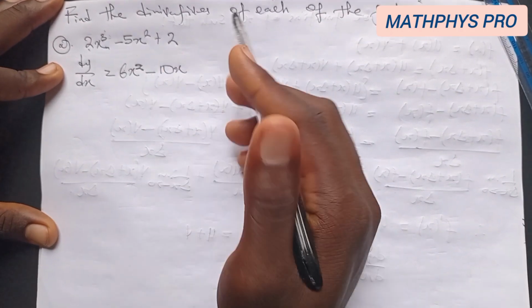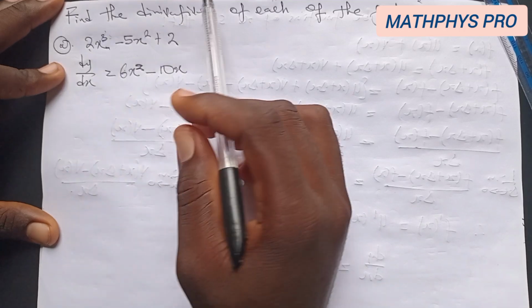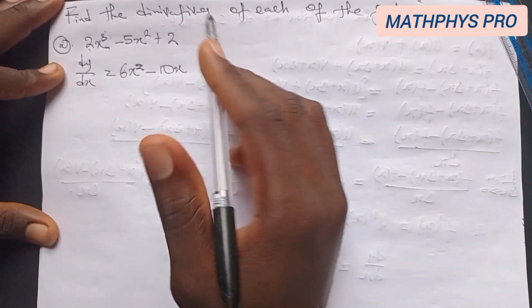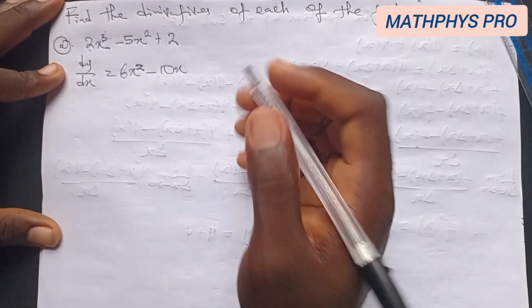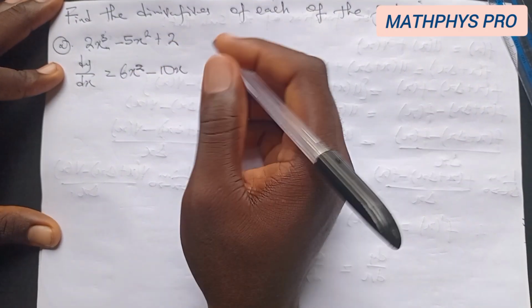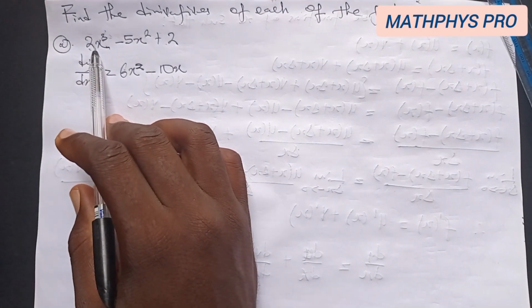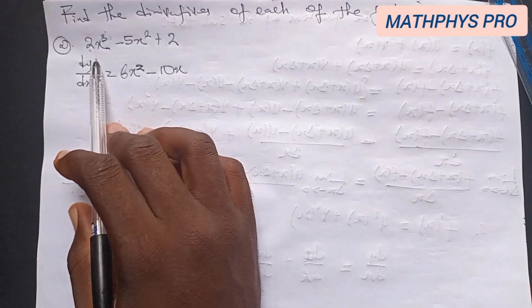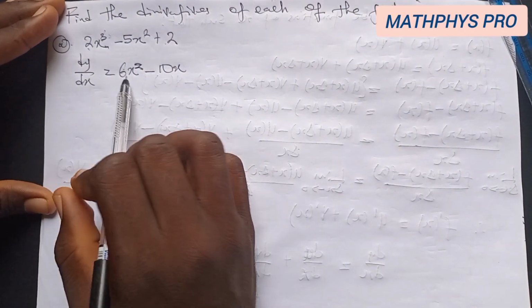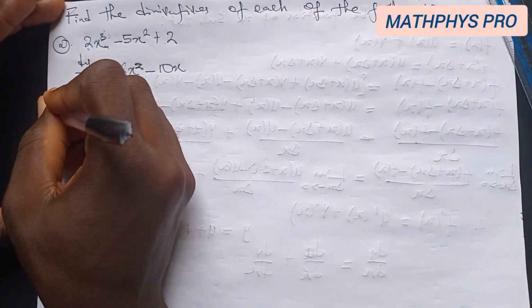So remember, when you differentiate a constant, whenever I differentiate something that is not x, it gives you 0. So differentiating 2 gives you 0. So we have just 6x squared minus 10x as dy dx of 2x cubed minus 5x squared plus 5, which is equal to 6x squared minus 10x. So let's attempt the second question.